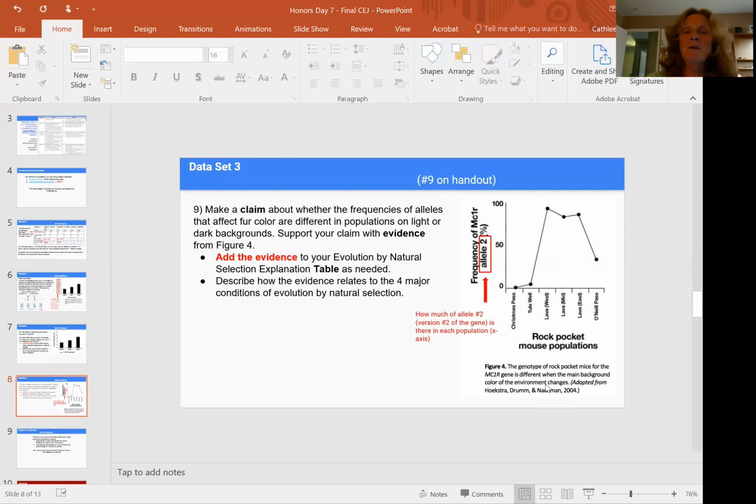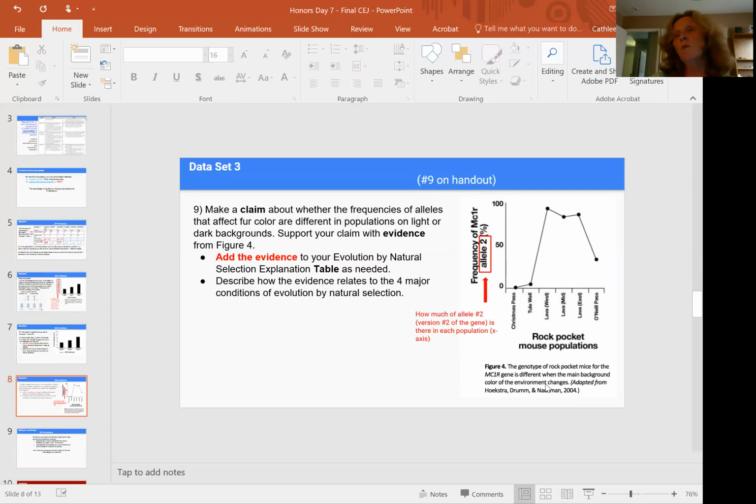So you're going to make a claim about whether the frequency of the alleles that affect fur color are different in populations on light or dark backgrounds. Support your claim with evidence from figure 4. Take a moment to stop the video here and analyze what this is asking you to do. If you'll notice, it's only dealing with allele 2. So you have to go back and look at figure 3 and ask, what was meant by allele 2? Was it doing a lot of reflectivity? If so, that would imply it's lighter. Was it doing very little reflectivity? That would mean it was darker.